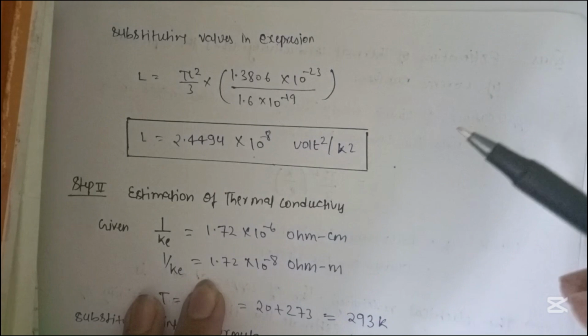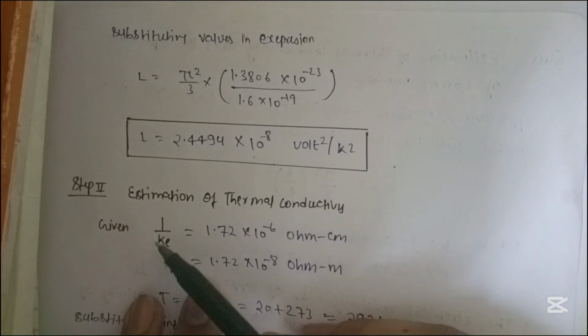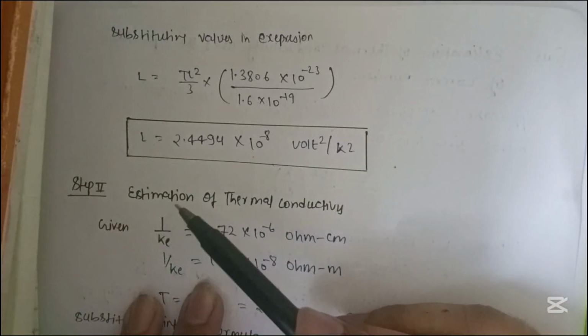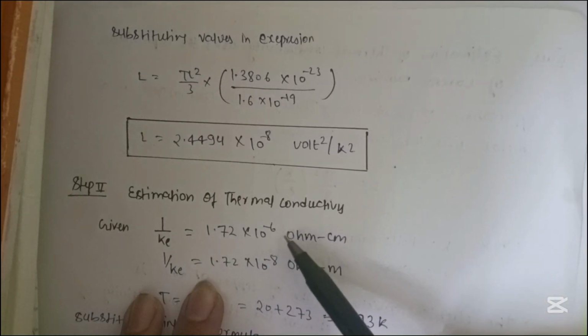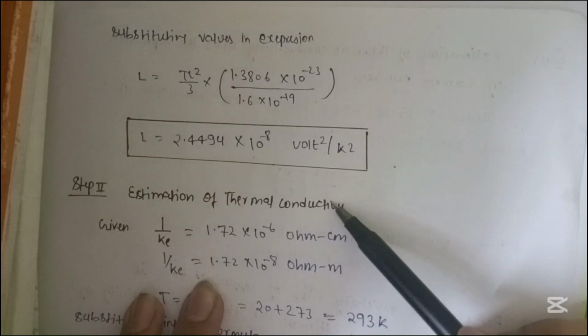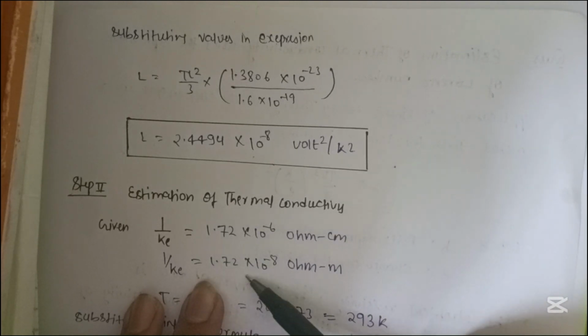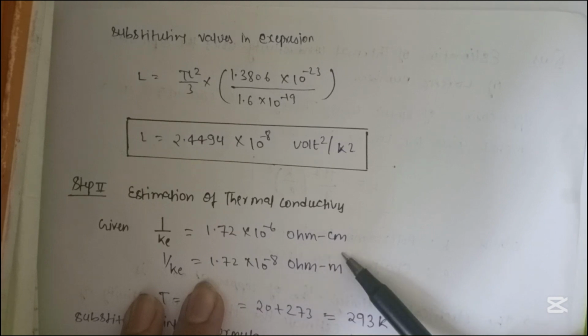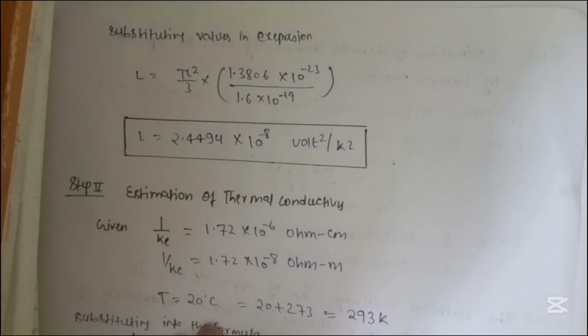Now our step 2 will be estimation of thermal conductivity. So we have the given value of resistivity, which is 1 upon Ke. The value is 1.72 into 10 to the power minus 6 ohm centimeter. Firstly we have to convert this into SI units. So in SI units it is 1.72 into 10 to the power minus 8 ohm meter. The temperature is given as 20 degrees Celsius. We have also converted it into Kelvin. So 20 plus 273 equals 293 Kelvin. So we have all suitable units.